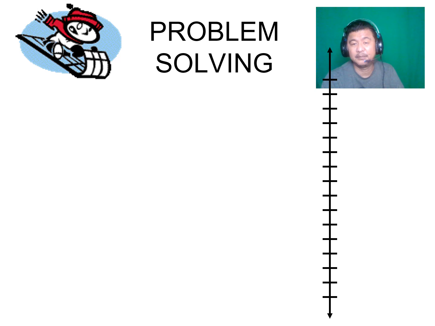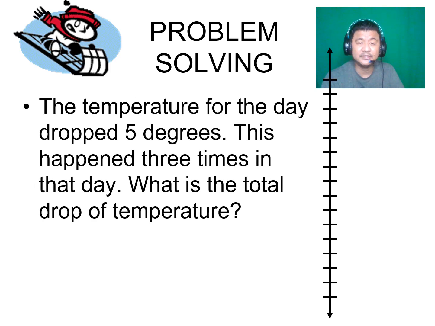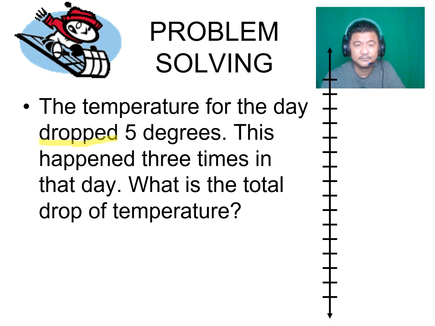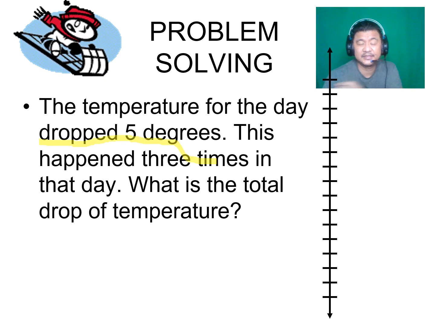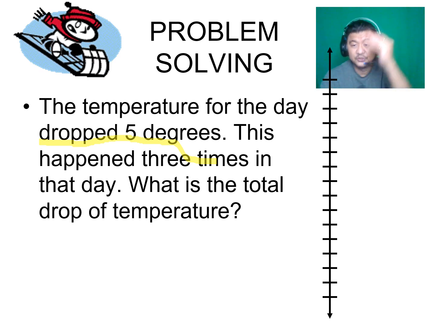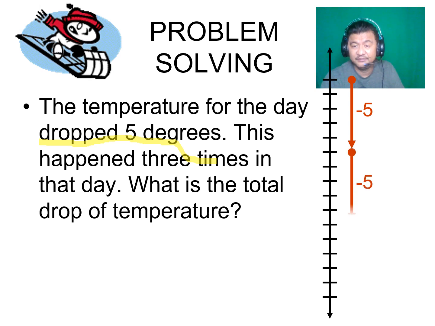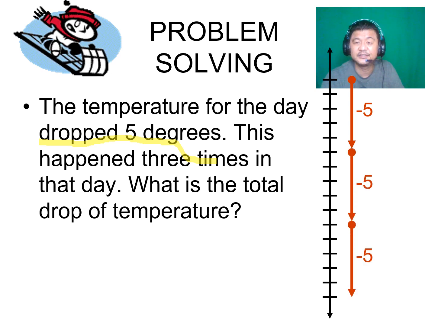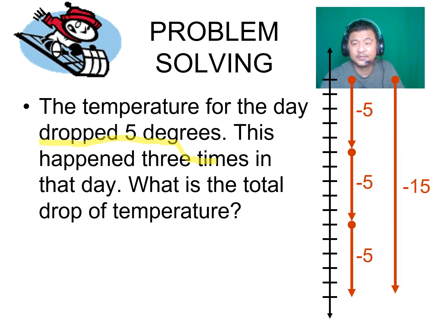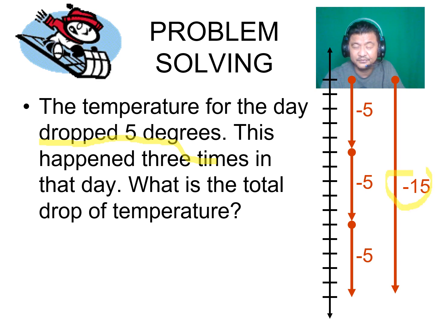Now, let's do the opposite. The temperature for the day dropped. Because of the word drop, it's going to be downward. This happened 3 times again in that day. What is the total drop of temperature? Let's visualize that. -5, another set of -5, and another set of -5. A total decrease of -15.